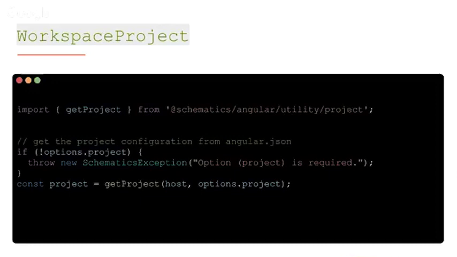So inside of our function, let's make sure that we have a project. If it's not defined, we've got a schematic exception that we can throw, and that'll throw a friendly error message to the user that says the option project is required. Then we'll get the workspace project using this getProject function that's defined in the utility directory underneath schematics Angular.